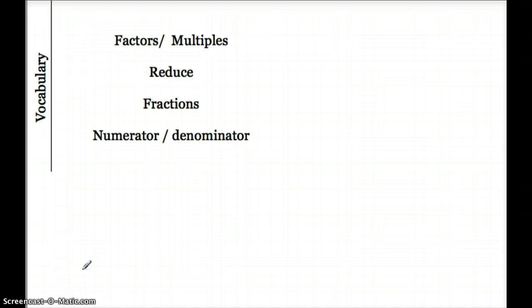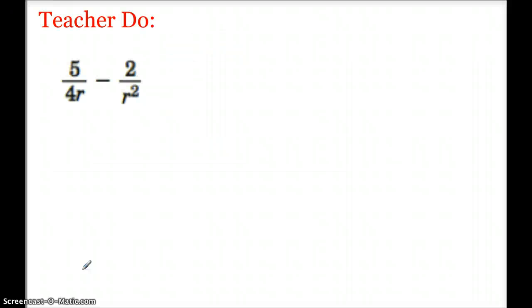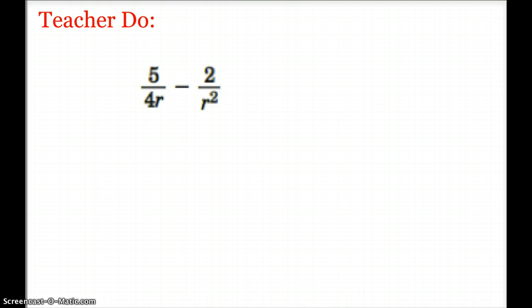Alright, same vocabulary words. These we're using all the time. We say them all the time, so again, you should know them all. Now we're going to do the exact same thing like we did before, very similar. The only thing is we're distributing a negative to the second half.